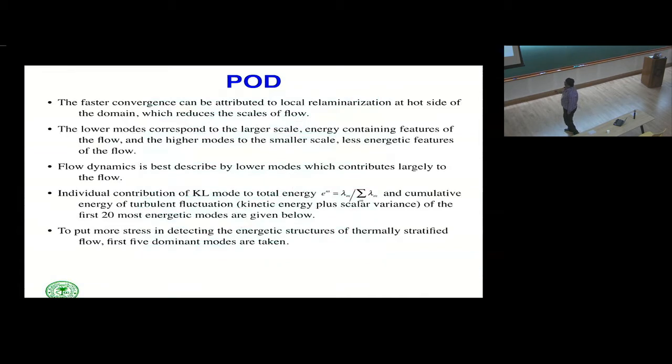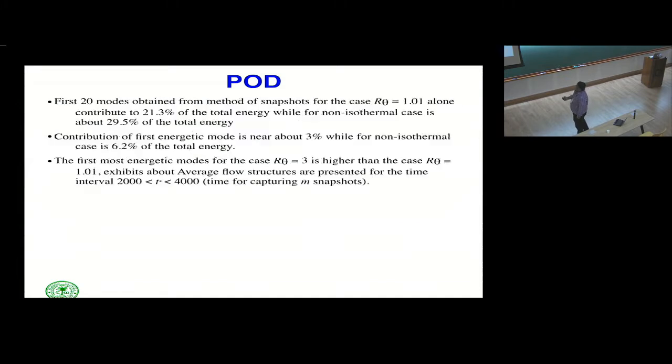The faster convergence is probably attributed to relaminarization or something like that. The lower modes correspond to the larger scales, as I have discussed. The first 20 modes have only 21% of the total energy, but for R theta 3, the first 20 modes have 29.5% of the energy. For the non-isothermal case the first mode has 3%, while for the other it has 6.2%. Similarly, things are there.